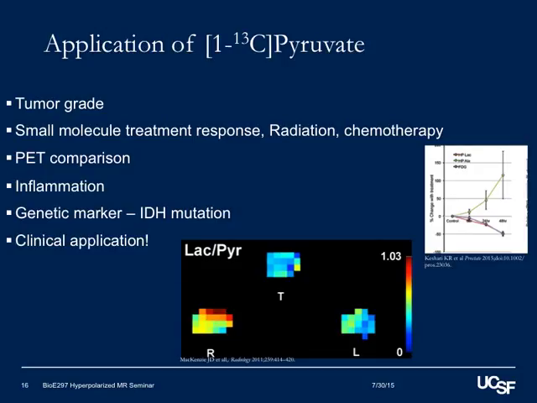It's been used as a marker of inflammation, as shown by McKinsey's work here. So the T is the tail. This is an arthritic model, and inflammation was induced in the right hind paw of a rat, and the left is the control. As you can see, this lactate to pyruvate ratio shows increased lactate production in the arthritic limb, which has known inflammation.